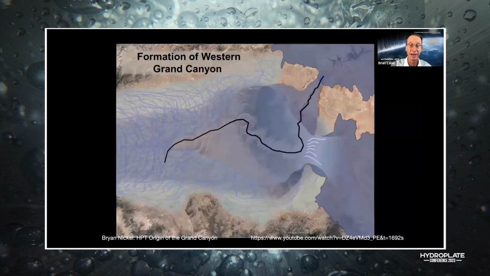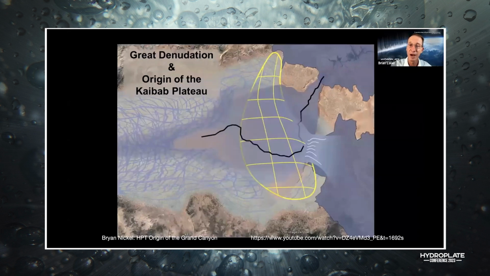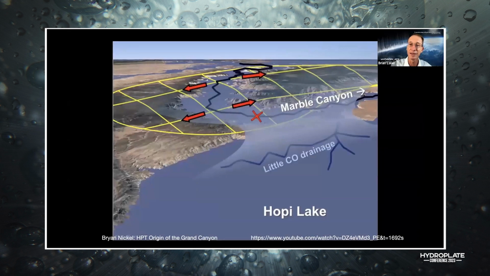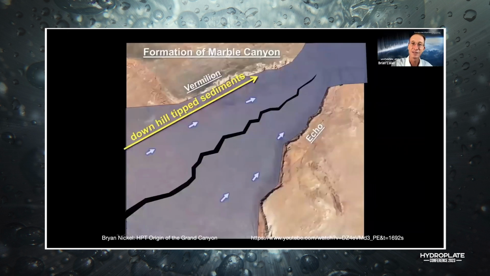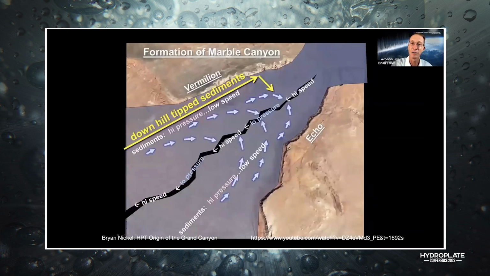And so now, again, bulging and cracking. There's no weight on that Kiabab limestone, so it's going to bulge. So now it bulges up. And if you look towards the upper right of that bulge, that's going to explain the barbed canyons. So now the subterranean water is flowing downhill to the north underneath the ground, and then it's going to hit the river and it's going to turn around. And so that's how we got the barbed canyons.